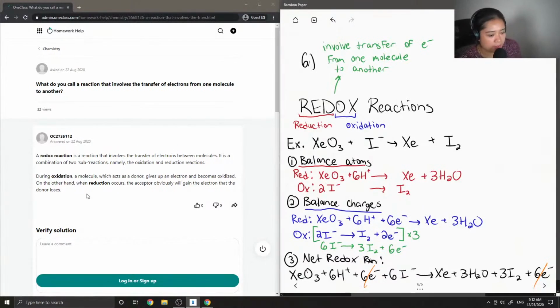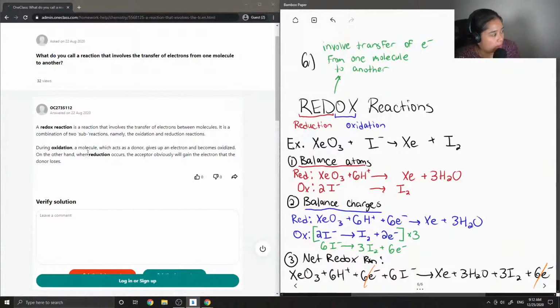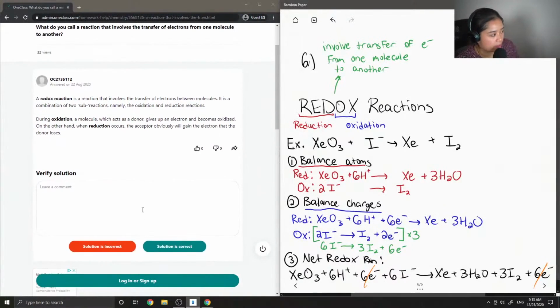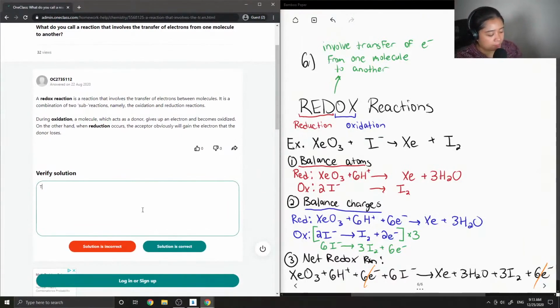Okay, so let's see what the junior tutor said. A redox reaction is a reaction that involves the transfer of electrons between molecules. It is a combination of 2 sub-reactions, namely the oxidation and reduction reactions. During oxidation, a molecule which acts as a donor gives up an electron and becomes oxidized. On the other hand, when reduction occurs, the acceptor obviously will gain the electron that the donor loses. Yep, so this solution is correct.